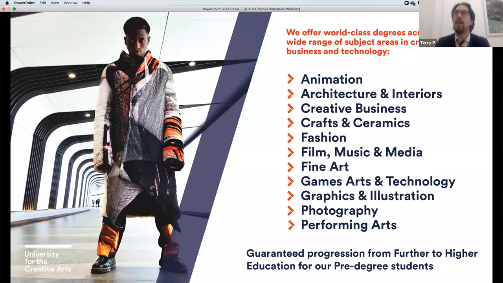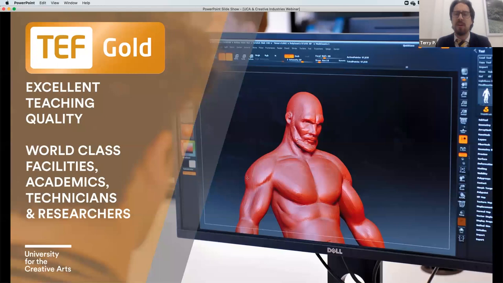You'll see from the slide that's up on the screen that we teach across a range of subjects, from the performing arts, graphic design, illustration, games arts, fine art, film, media, fashion, craft and design, a whole range of different areas. And I'm going to flick through some slides while we do. You can see again the TEF Gold there, which is talking about our incredible facilities, and we'll have a look at some of those as well.